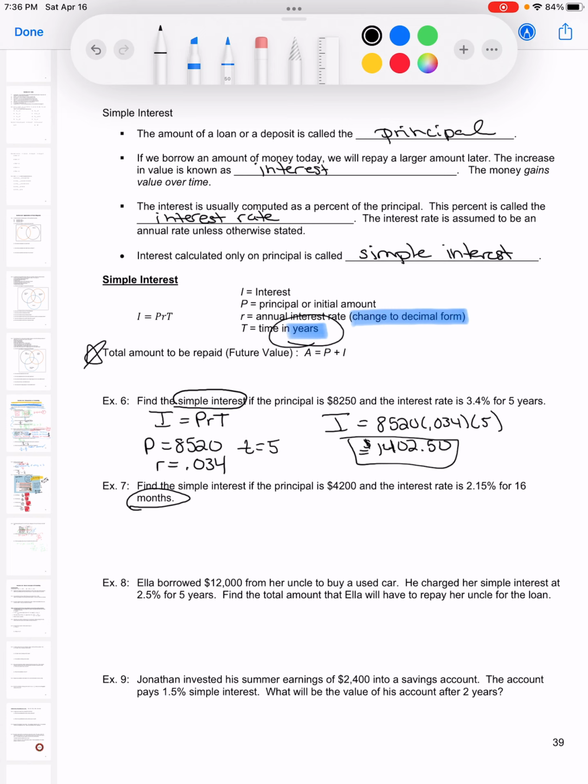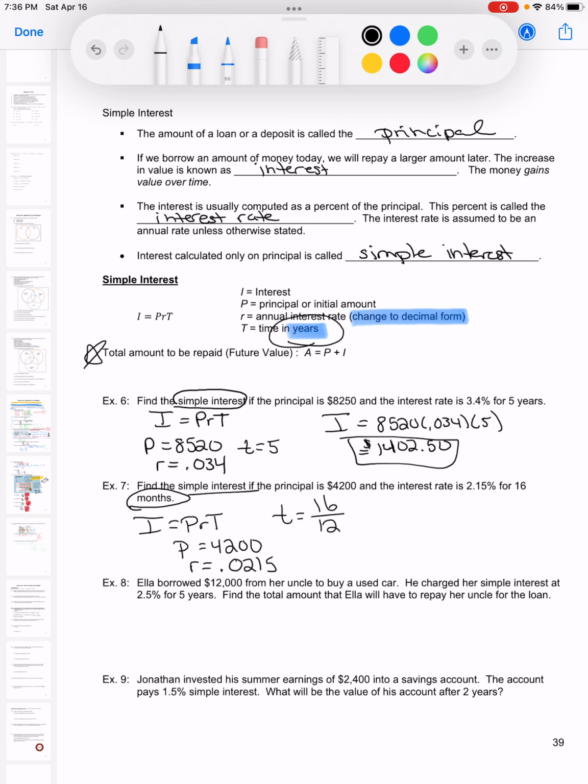So I have to do a little bit to this one. Again, it's simple interest, so I'm going to use that new formula we introduced. My P is going to be 4,200. My interest rate is going to be 0.0215. Now my time, I can't just plug in 16. I have to divide that by 12 because there are 12 months of the year.